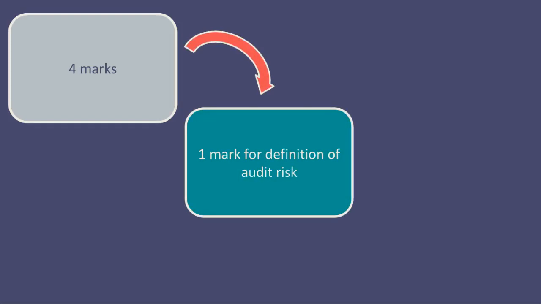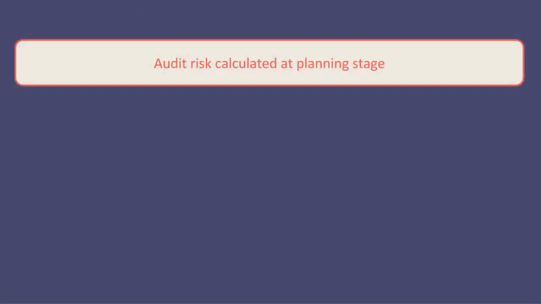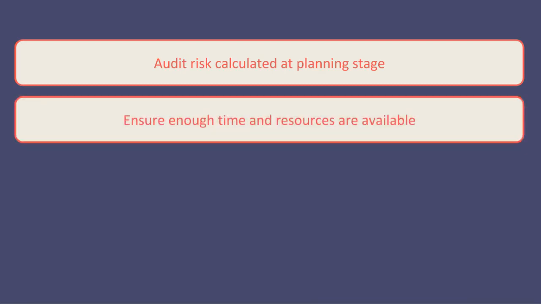For 4 marks, it is simple to plan how we are going to get the marks allocated. 1 mark for a definition of audit risk, and then 1 mark each for an explanation of the 3 components of audit risk. To define audit risk, we remember that auditors need to calculate this at the planning stage. They need to ensure any problems relating to the audit have been considered so that enough time and resources are given to the audit assignment.